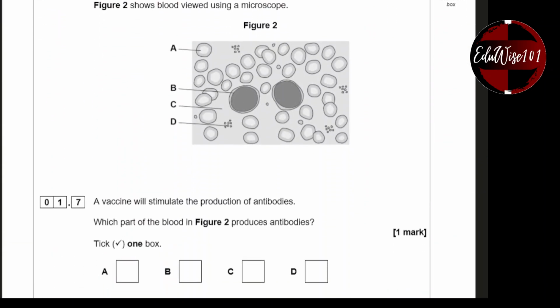Next question, figure 2 shows blood viewed using a microscope. So you have 1.7, a vaccine will stimulate the production of antibodies. Which part of the blood in figure 2 produces antibodies? So what is this A to D that is labeled? Well, A would be red blood cells. B should be lymphocytes or white blood cells. Right, I'm going to label that as white blood cells.